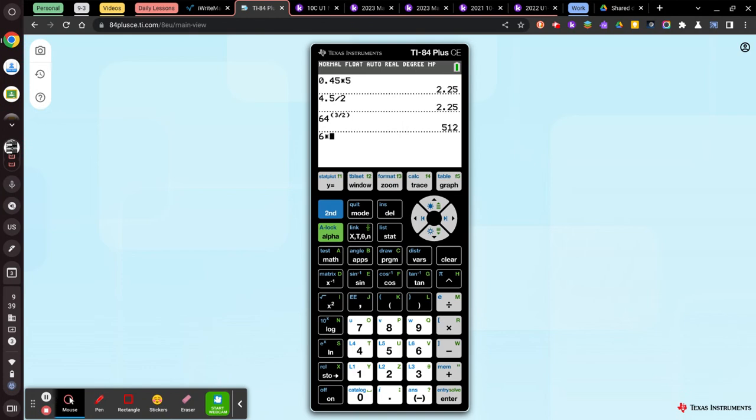Okay, 6 times 60 exponent, use brackets for your fraction, 2 divide 3, close your bracket, enter. It's going to give you 91.957. The 9 is going to round it up. It says round to the nearest tenth.